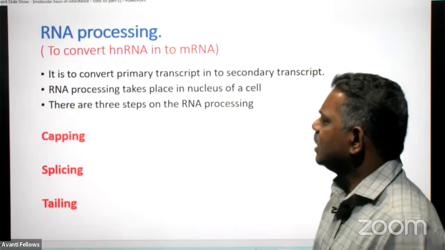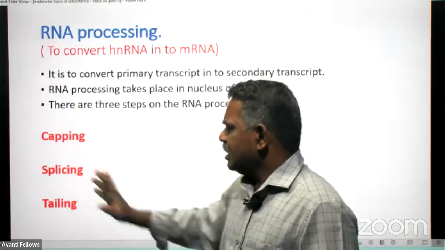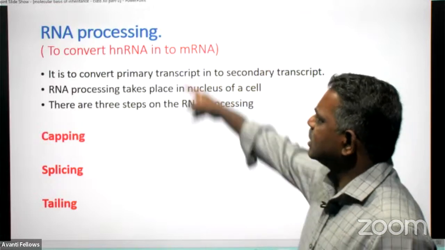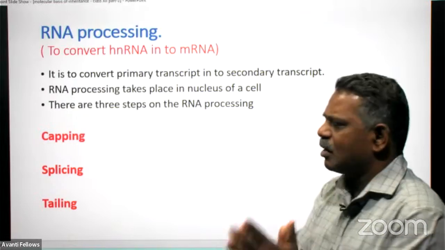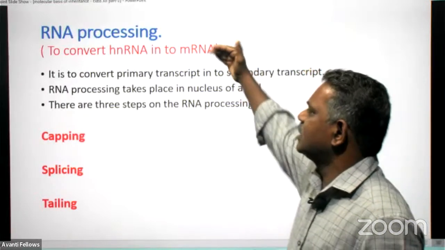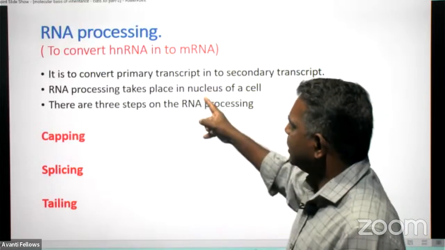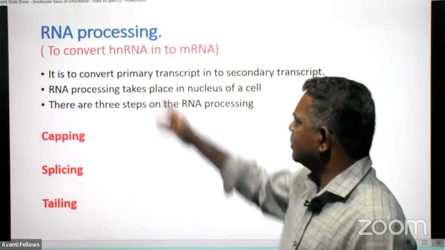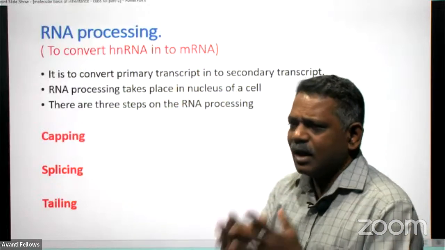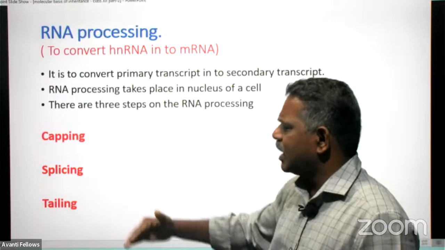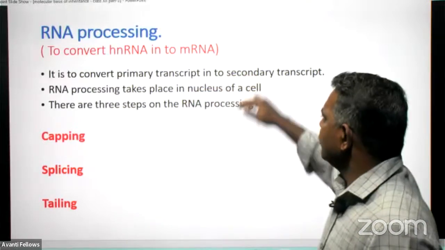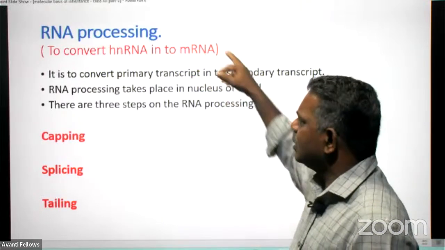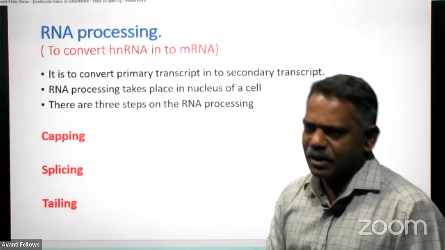There are three steps, as I told you: capping, splicing, and tailing. So it is to convert the primary transcript, which is the hnRNA only, a raw material, into the secondary transcript, that is the mRNA. The primary transcript is the hnRNA because it is produced directly from the DNA. That is why we call it the primary transcript. It undergoes capping, splicing, and tailing, and is converted into the secondary transcript, which is called the matured RNA, or messenger RNA, or mRNA.